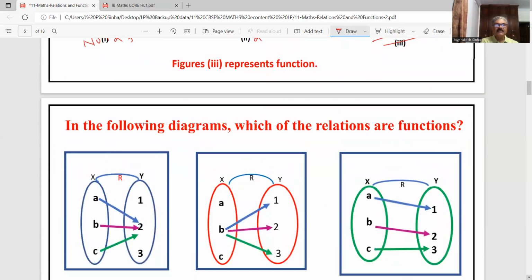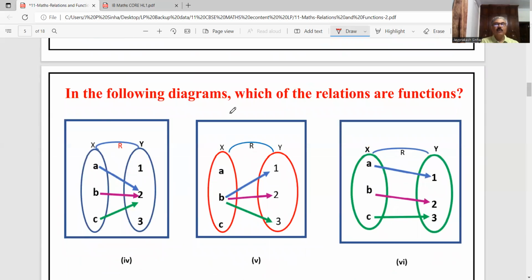Now see here in this example. In the following diagrams, which of the relations are functions? Okay. So these are examples number 4, 5, and 6. Here, R is a relation from X to Y.